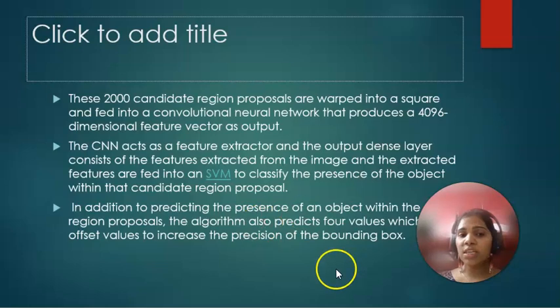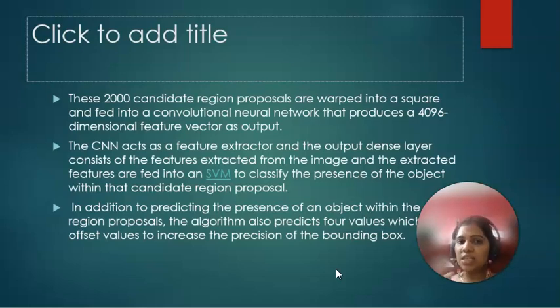So what is the disadvantage of this? The same thing we have explained: 2000 candidate region proposals are there. Each will be warped into a square shape and then fed into a convolutional neural network. This CNN will produce a feature vector of 4096 by 4096. Then this CNN acts as a feature extractor and it is given to the output layer, which will be an SVM or any classification layer. It will classify the presence of the object within the region proposal. The candidate region proposal is the final region proposal after the selective search algorithm.